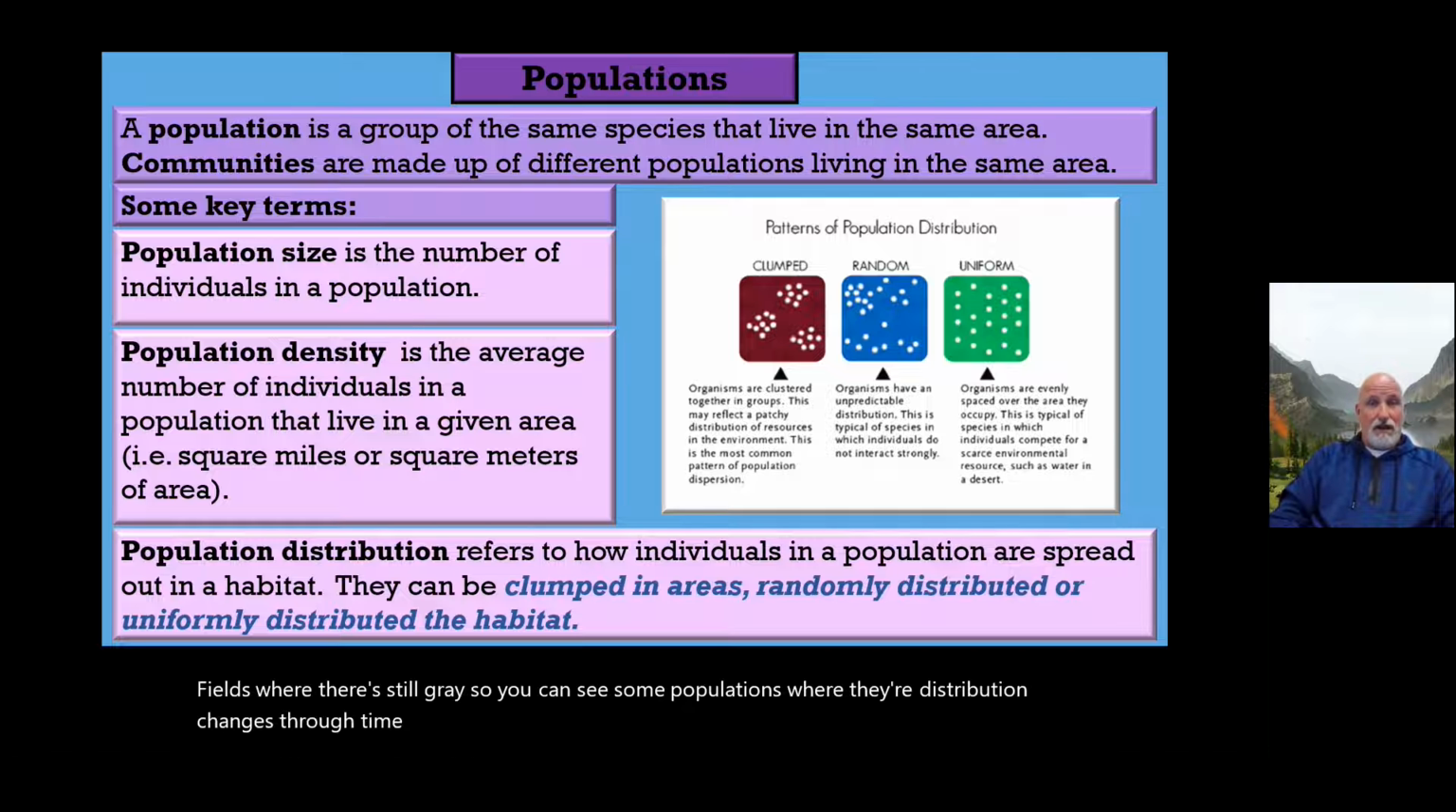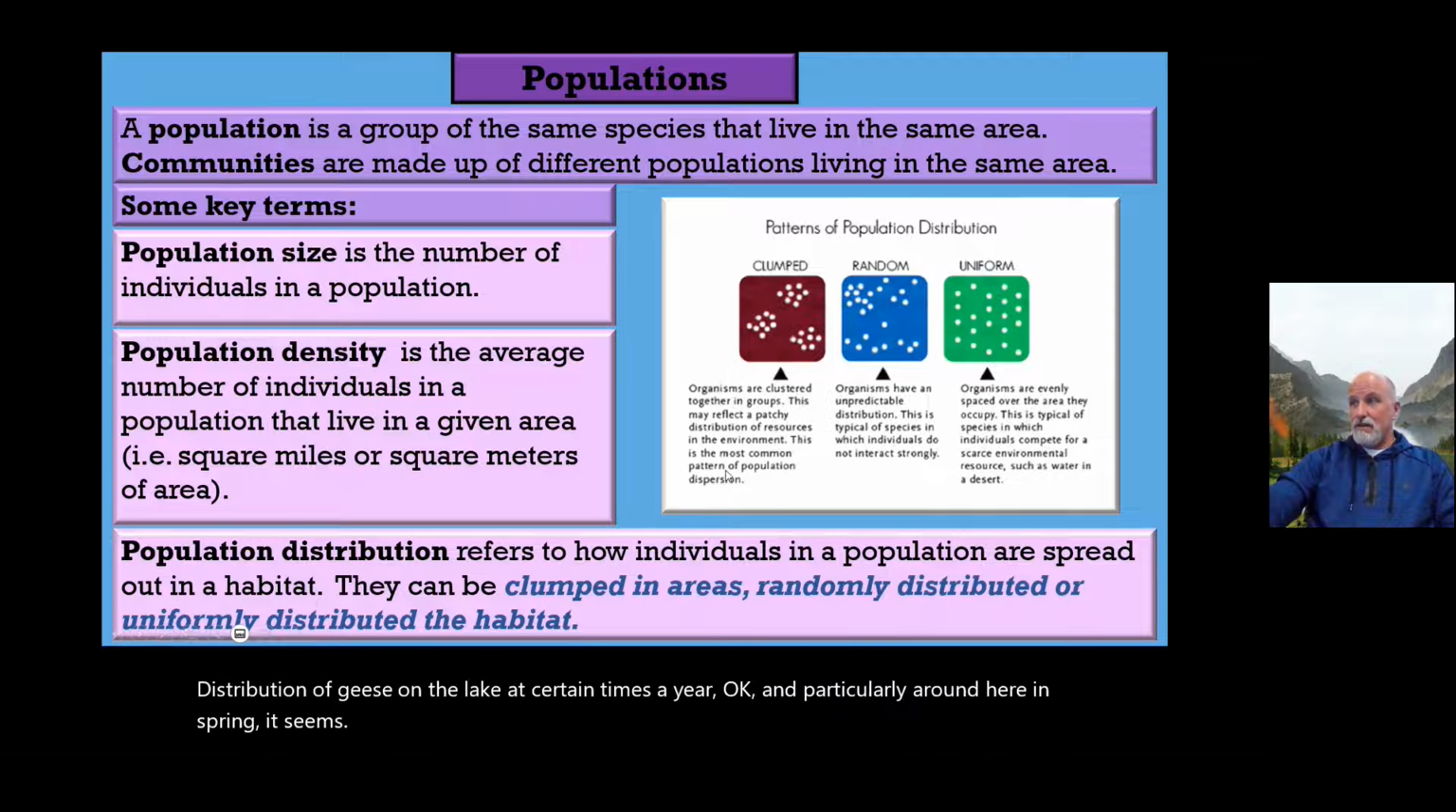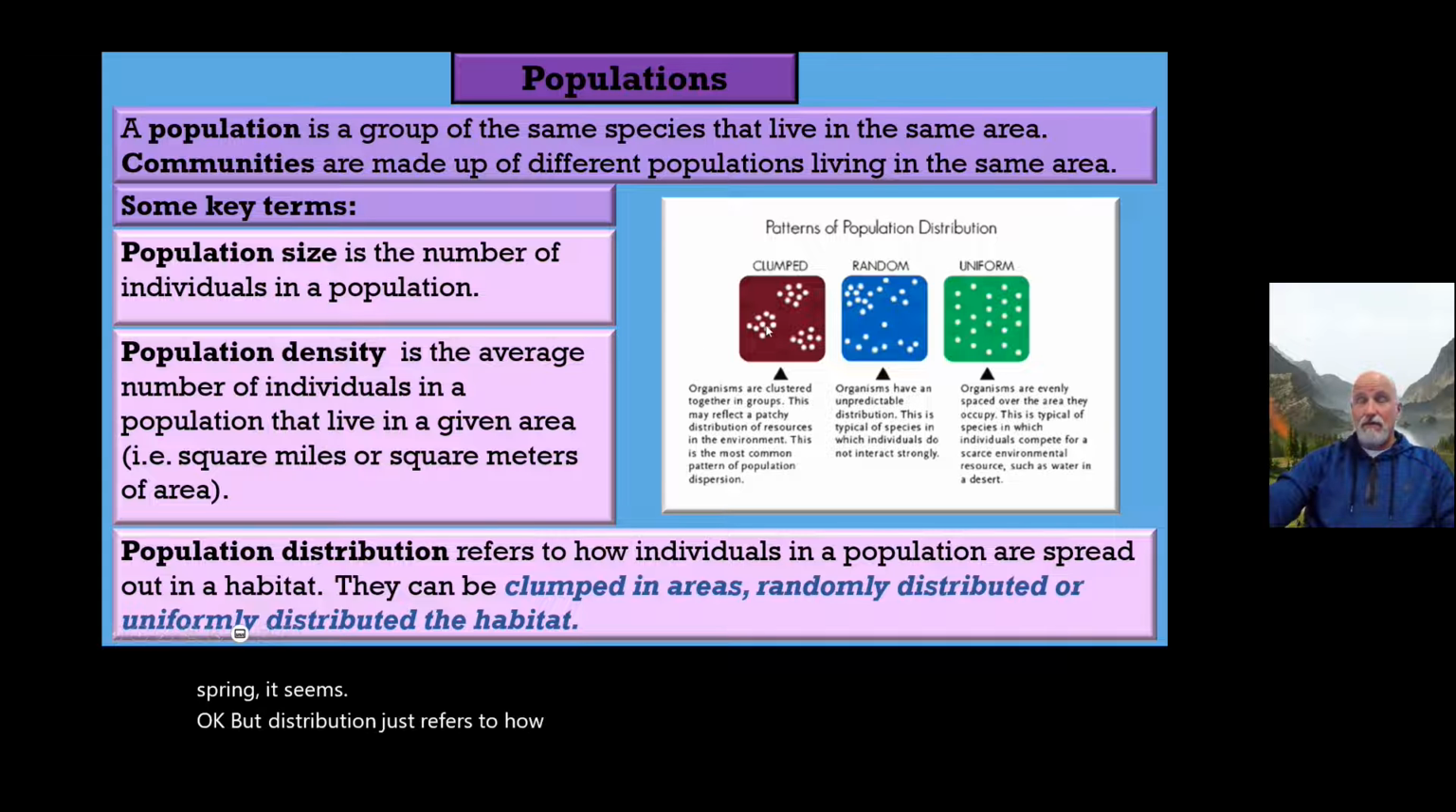And you see that even with geese when they migrate. Okay, you can have pretty uniform distribution of geese on a lake at certain times of year, and particularly around here in the spring, it seems. But distribution just refers to how the plants or animals are distributed in an area.